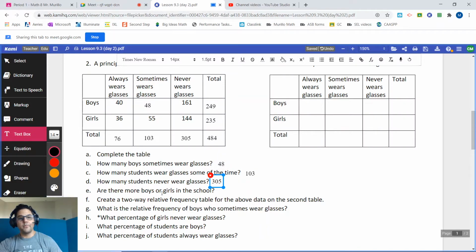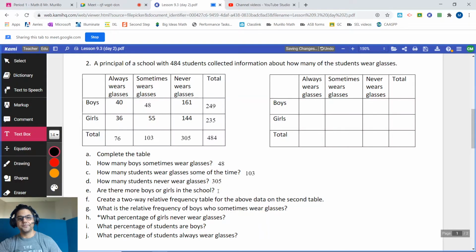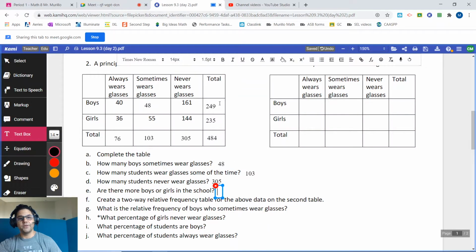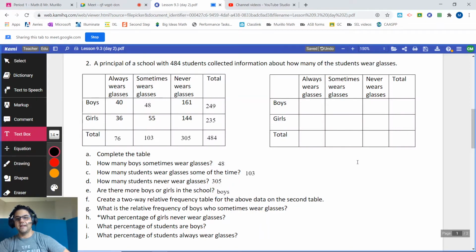Are there more boys or girls in the school? We're going to look at the total of boys, 249, total girls, 235. So we just write boys. All right, part F, create a two-way relative frequency table for the above data on the second table.